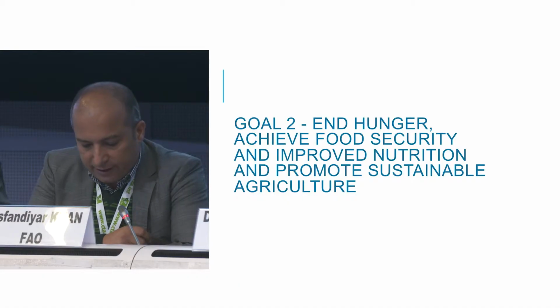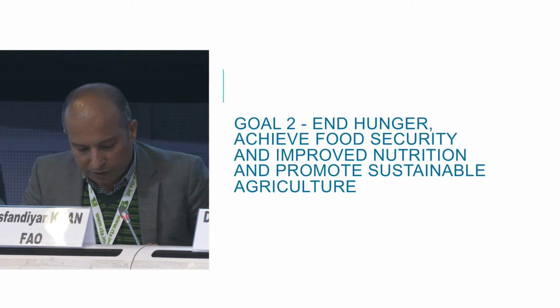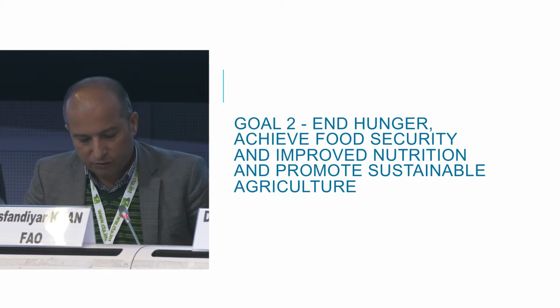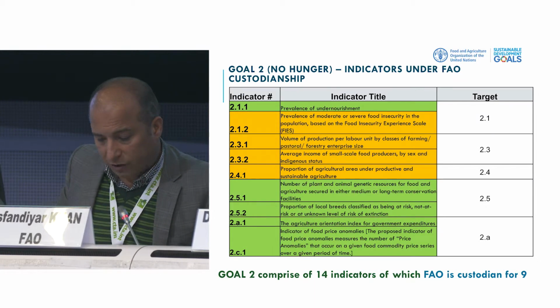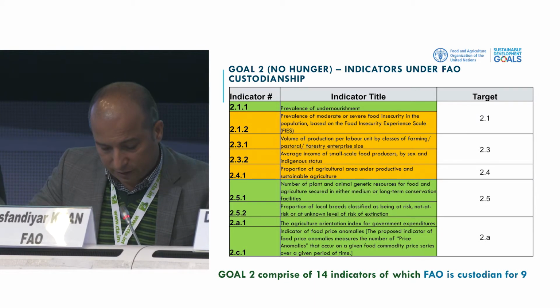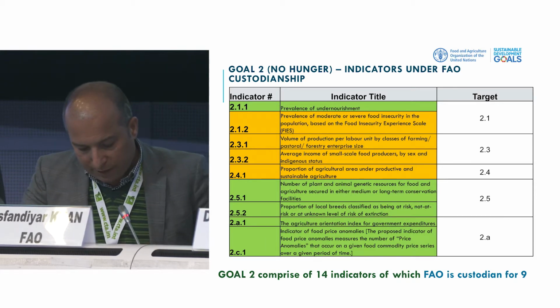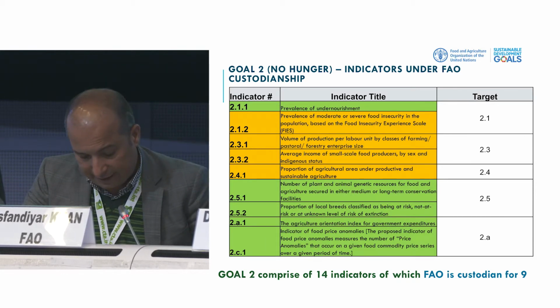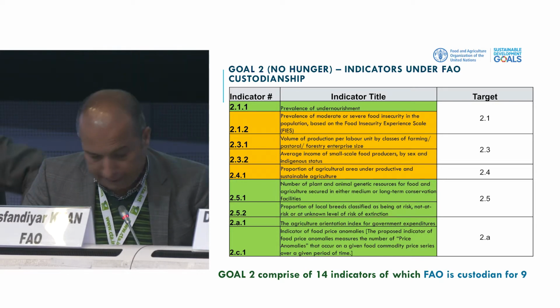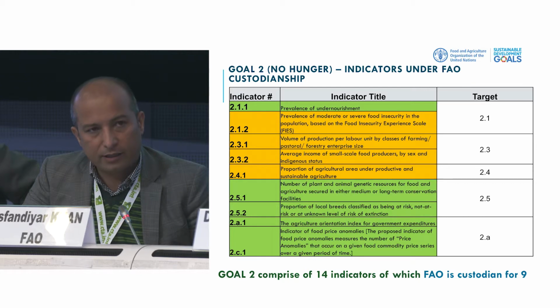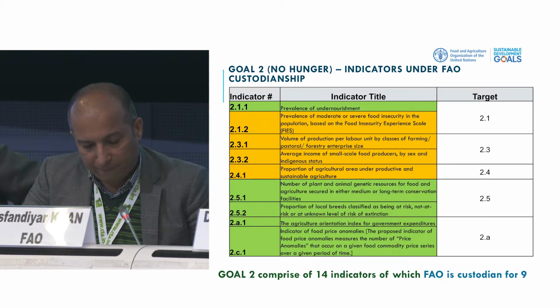Goal 2, which entails ending hunger, achieving food security, and improving nutrition and promotion of sustainable agriculture. Though I briefly talked about this goal in my previous slide, Goal 2 comprises 8 targets and 14 indicators, of which FAO is custodian for 9. Out of the 9, currently the status is that we have 5 indicators now classified as tier 1 and 4 are still tier 2.